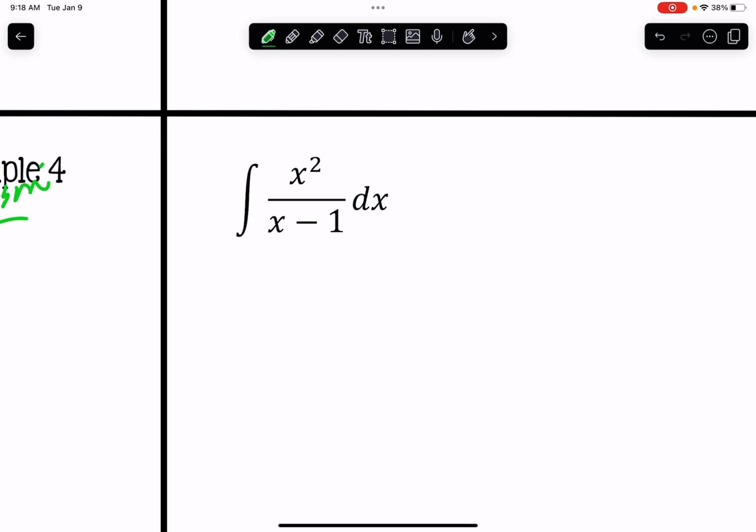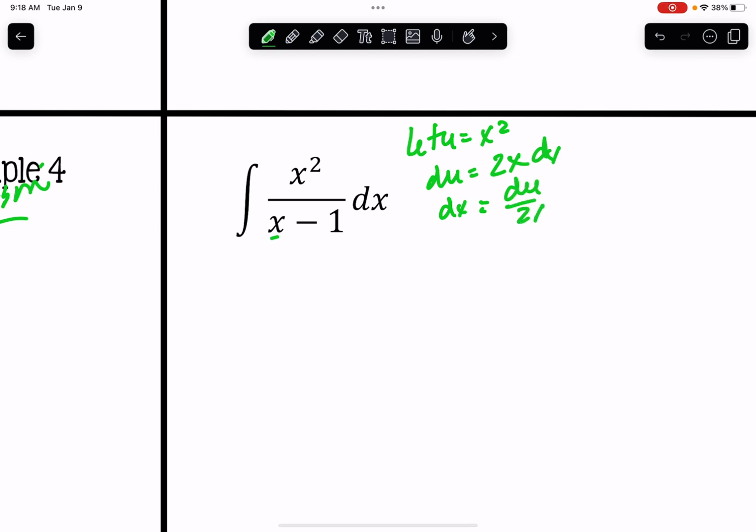At first look, maybe I could let u equal x squared, because I have an x here. So I say, okay, du would then be 2x dx, so dx is du over 2x. Well, this is on the bottom, and so is this, so that does not get rid of my x. So that's not going to work.